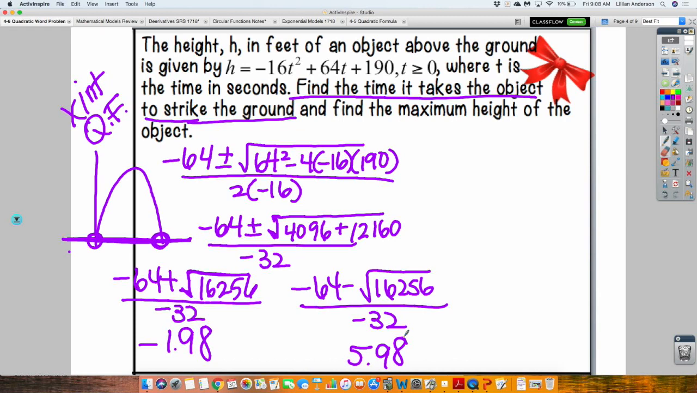No. So when it asks you, find the time it takes for the object to strike the ground, I can't consider this right here because it's negative. So that means I'm starting at a time of 0, and I go all the way to 5.98. So that's my answer. It's going to take almost 6 seconds for the object to strike the ground. And you use the quadratic formula because it's asking for basically the x-intercept. The x-axis represents the ground.